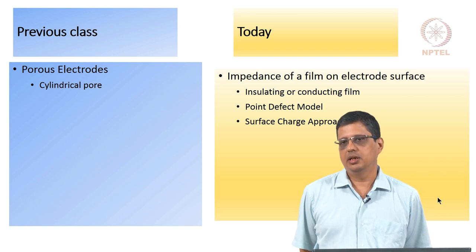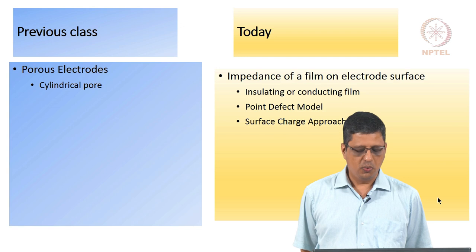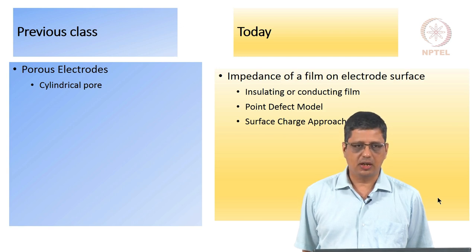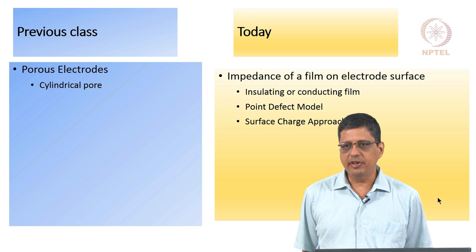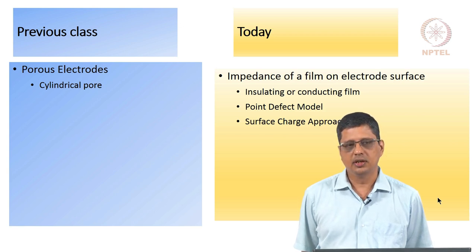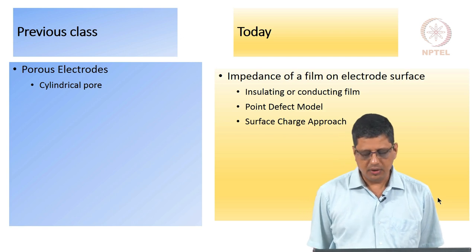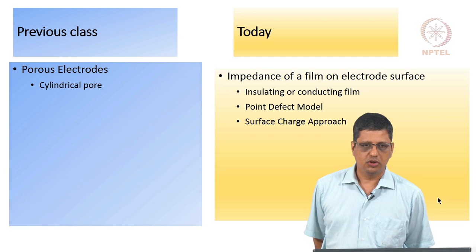Later, for a film which provides passivation, we have what's known as the point defect model, or PDM, with certain variations depending on whether it was the earlier model or whether it was upgraded later. And there are some variations of those. One is called the surface charge approach, another is called the anion incorporation model. So we'll see whatever is possible today and then continue with that tomorrow.